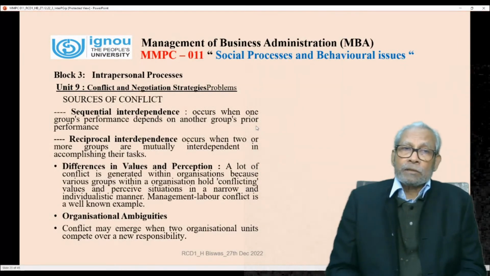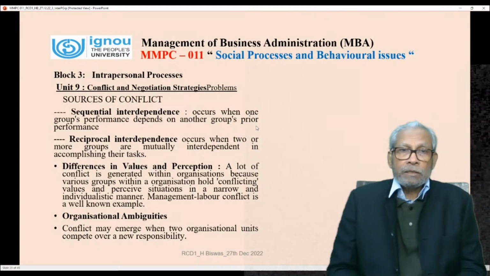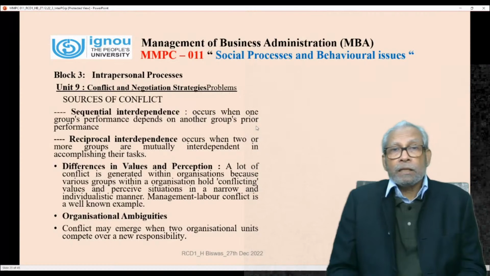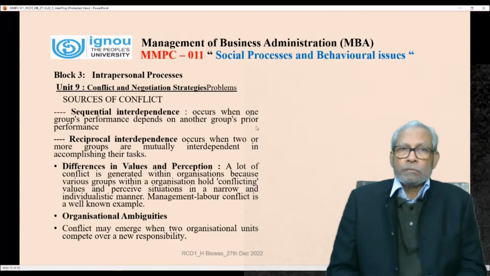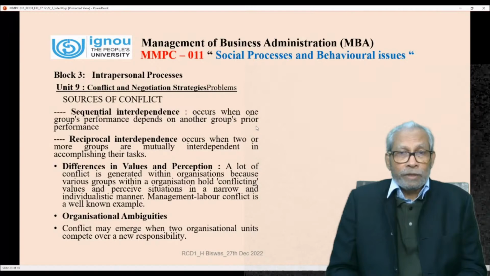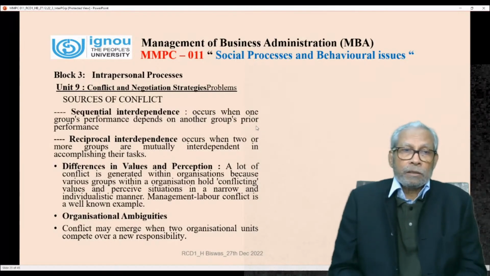Sequential interdependence occurs when one group's performance depends on another group. That time it is sequential interdependence. Now, reciprocal interdependence occurs when two or more groups are mutually interdependent in accomplishing their tasks. That is the reciprocal type.